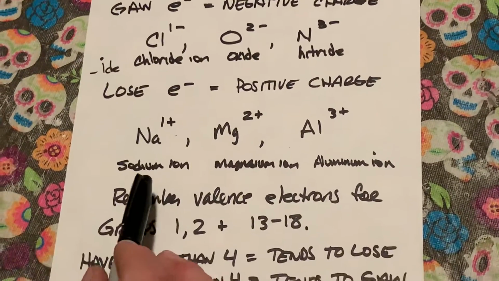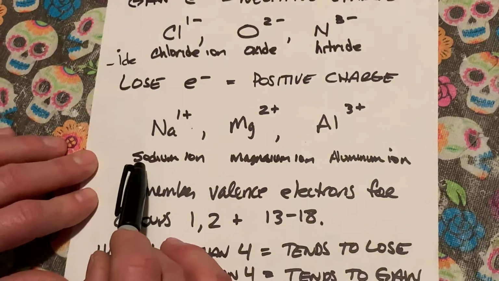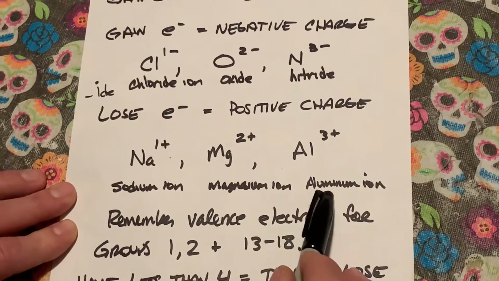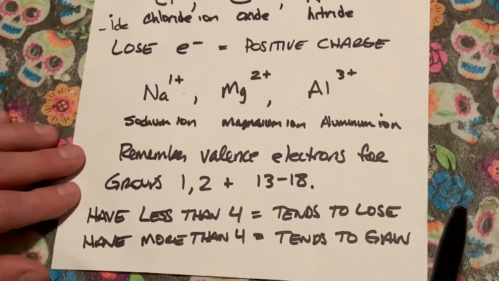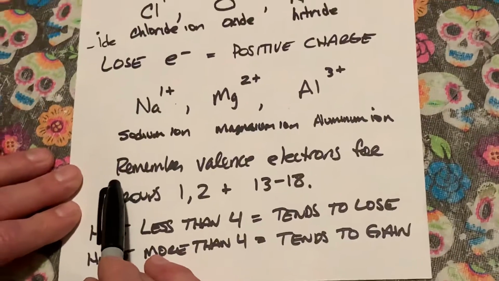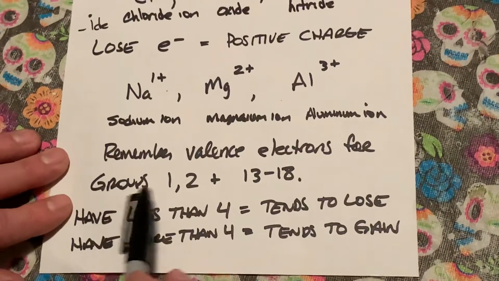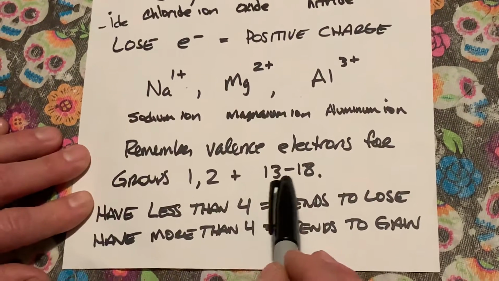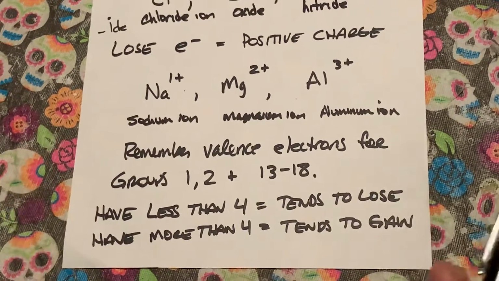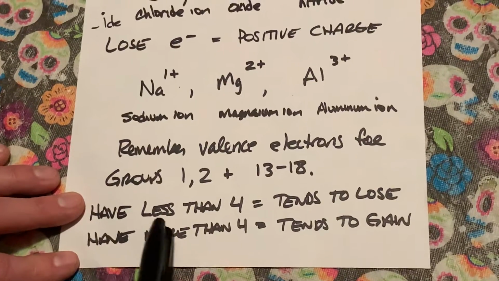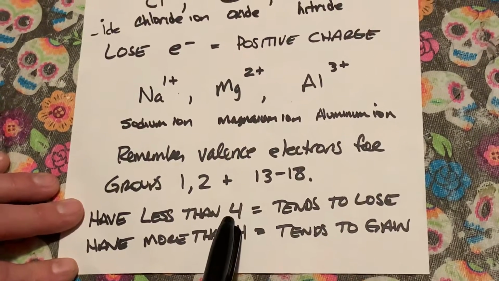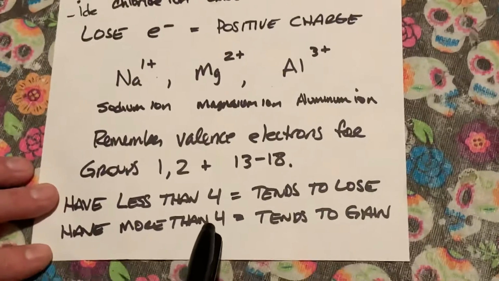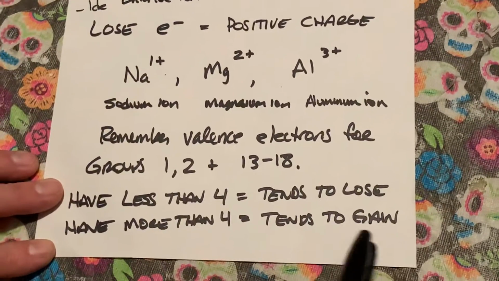So the name doesn't change. It just turns into a sodium ion, a magnesium ion, or an aluminum ion. Okay. So one thing to do is remember your valence electrons for groups 1 and 2, which is 1 or 2, and then 13 through 18, which is 3 through 8. A general rule is if you have less than 4 valence electrons, you're going to tend to lose electrons. If you have more than 4 valence electrons, you tend to gain electrons.